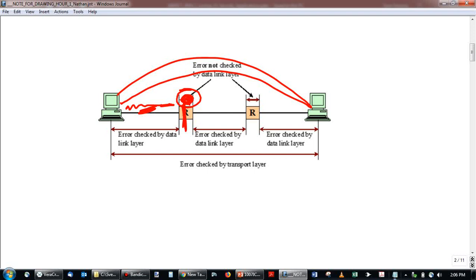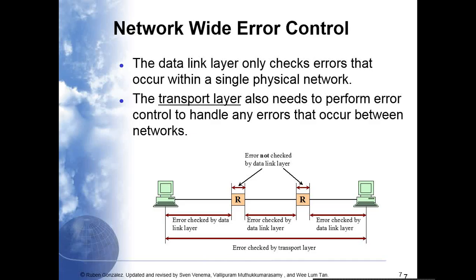Okay, so there's a slightly different view of the error detection and correction process there. It's a slightly higher level view. So the transport layer needs to perform error control to handle any errors that occur between the networks as well.